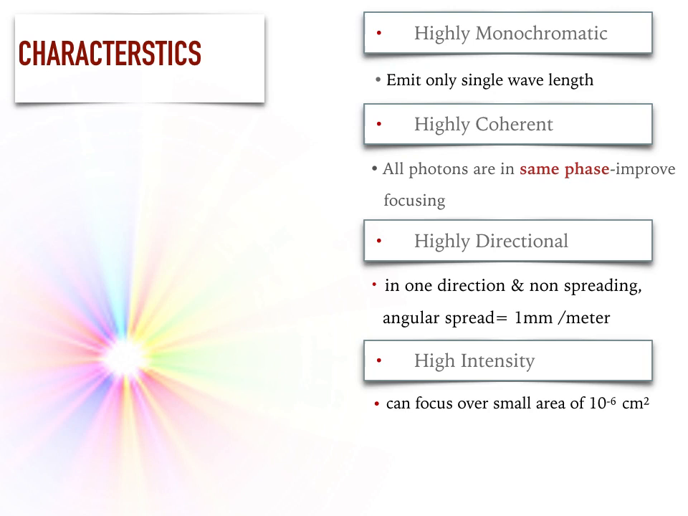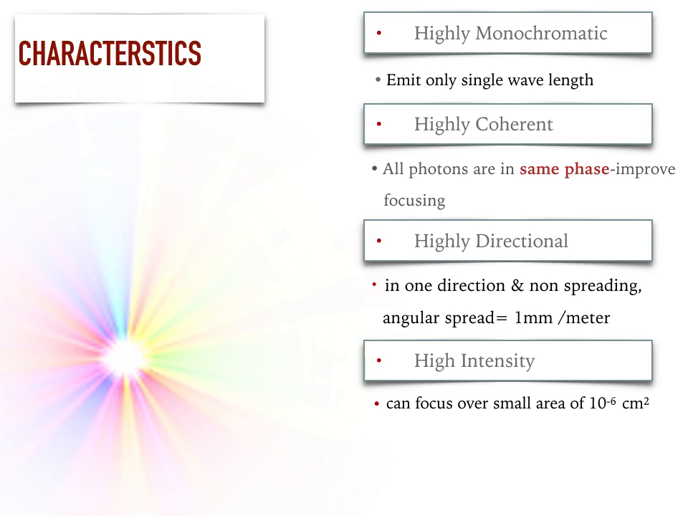Now we come to the characteristics of laser. As we know, the laser is a special type of light. It has some unique properties that differentiate laser from any other ordinary light. First, it is highly monochromatic, that is, it emits only a single wavelength or color which has very small bandwidth. Second, it is highly coherent, that is, all the emitted photons of laser are in the same phase and travel in the same direction.